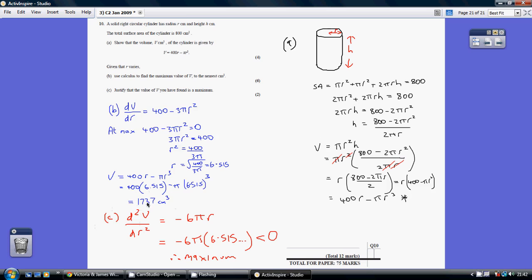Now for part C, we take the second differential. We work out d²V/dr², so we differentiate this. When you differentiate this, the constant goes, we multiply by 2, so we get minus 6π, reduce the power by 1, minus 6πr. Now r is positive, 6.515, so we can see that this term is going to be less than 0, it's going to be negative, therefore that shows and justifies that V is a maximum volume.